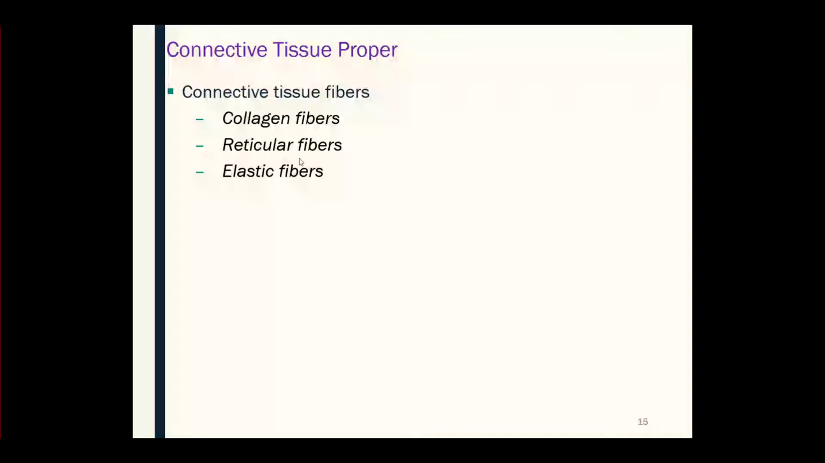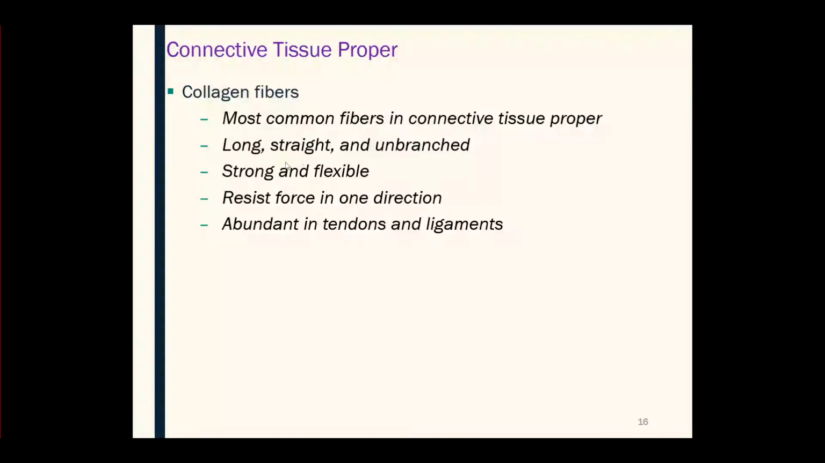We also said that connective tissue has fibers. Let's take a look at the fibers that we see in connective tissue proper. There is collagen, reticular fibers, and elastic fibers. Let's take a look at collagen. These are the most common fiber in connective tissue proper. If you were to look at them under the microscope, I'll show you a picture and some microscope slides of them. They're typically long, they're straight, and they don't branch. And they look pretty big. They're pretty easy to see under the microscope.